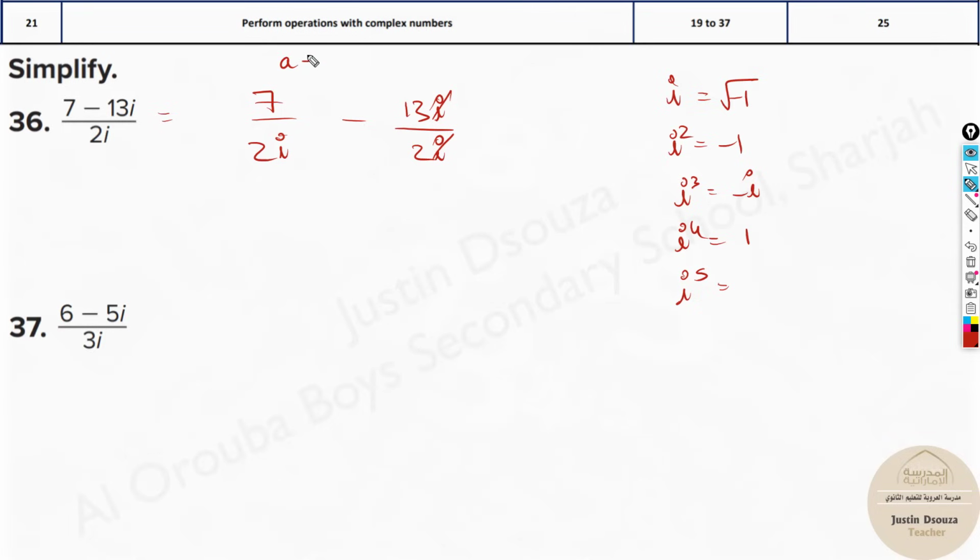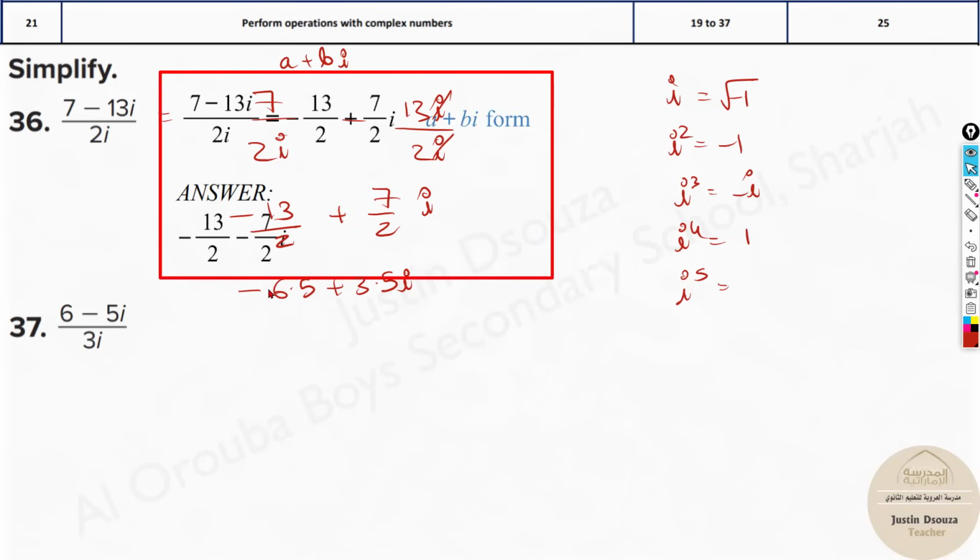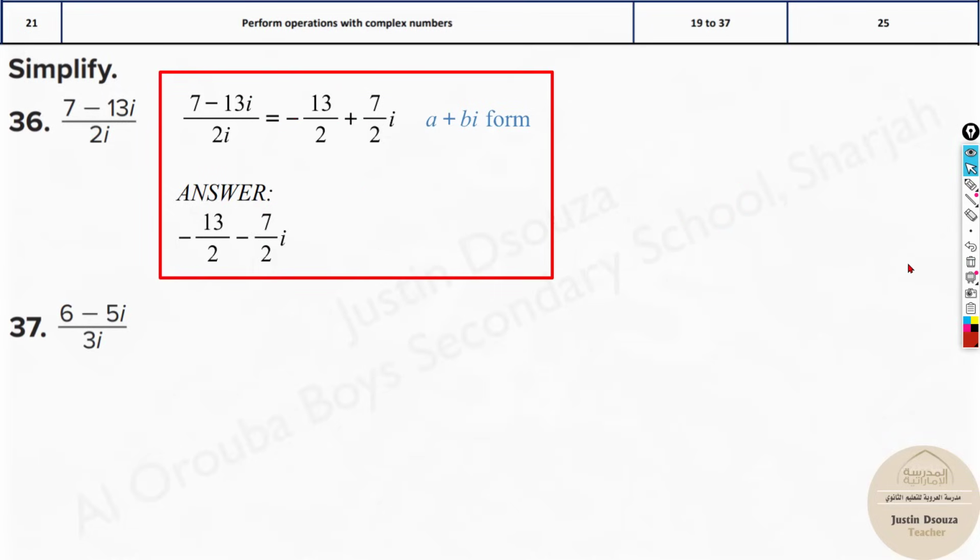We generally tend to write in this form, a plus bi, the form of complex numbers. The real part will be written first, 13 by 2, plus the imaginary part is 7 by 2i. You can write it in decimal, that is 6.5 plus 3.5i. That's the answer. You can see over here they have written in fraction, but that's fine. We have just written both forms. So that is how we can do it. And remember the signs and just be careful. The i divided by this goes off, the imaginary number goes off, it becomes a real part.